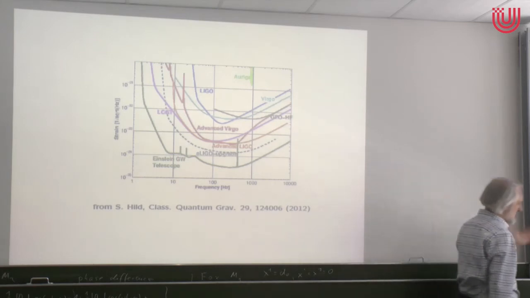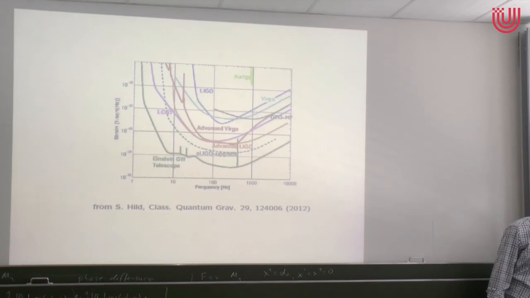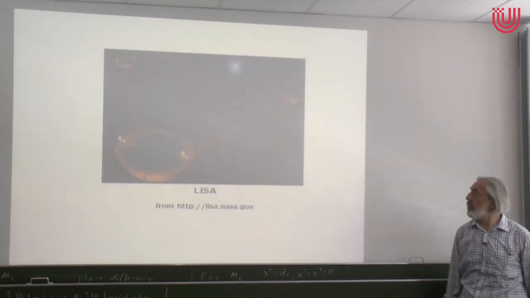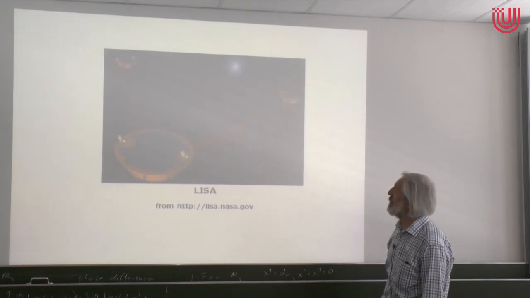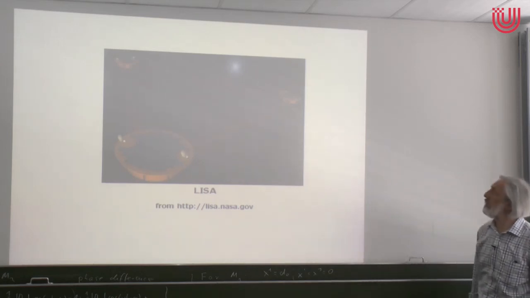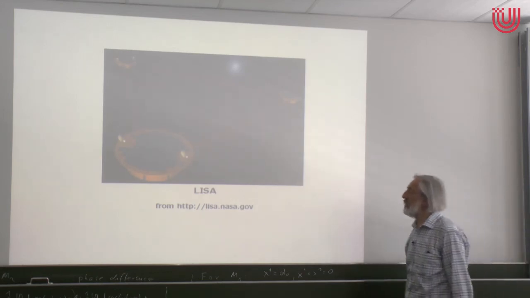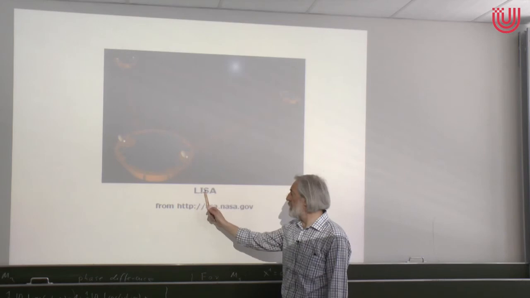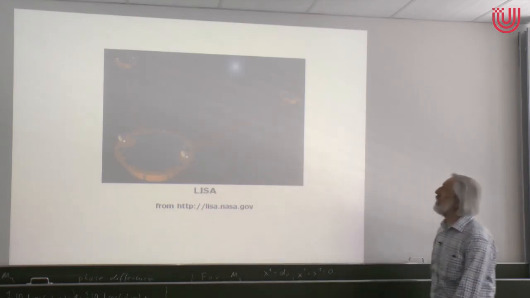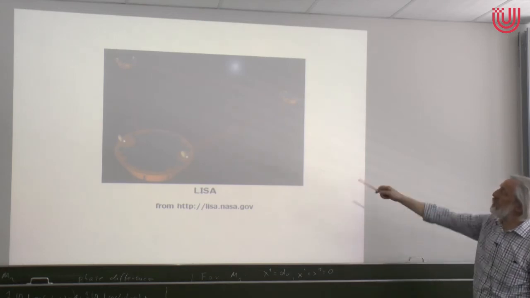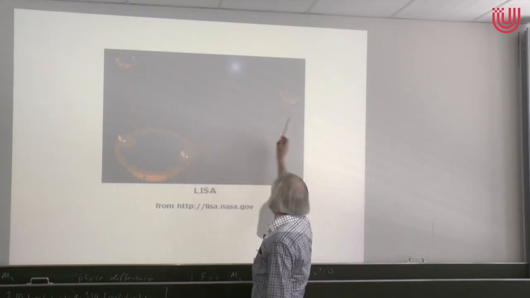So one wants to go beyond this limit, and that's one of the reasons why one started thinking about space-based instruments. The plan for such a space-based interferometer is old. It began already in the 1990s. The original name was LISA, Laser Interferometer Space Antenna. And the idea was to have 3 satellites.